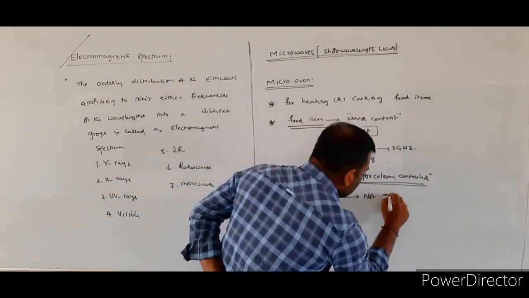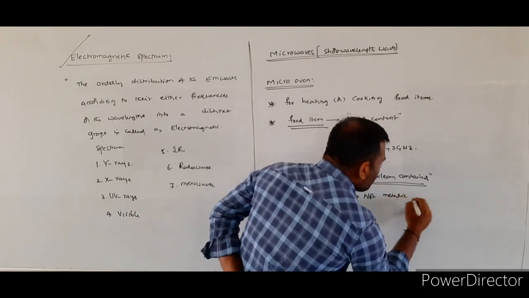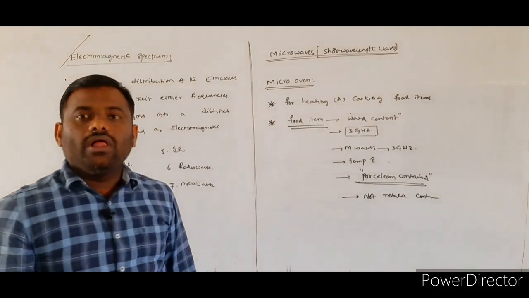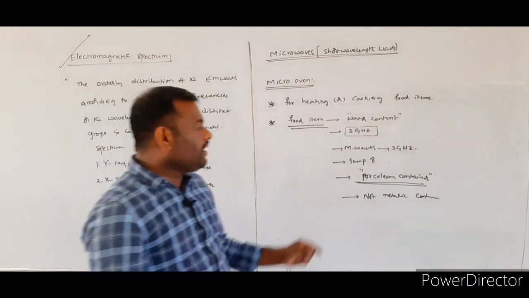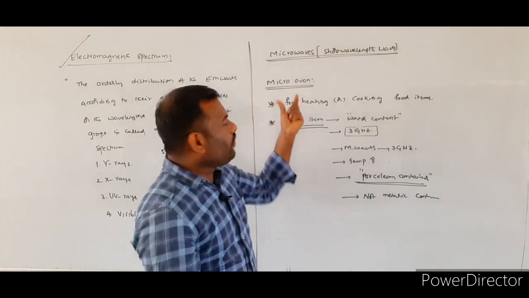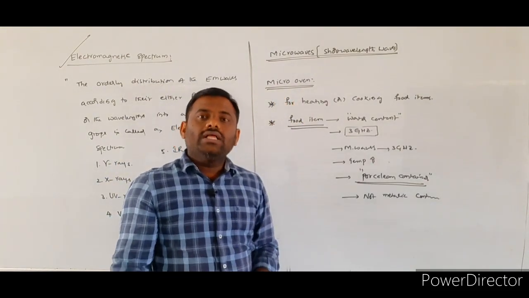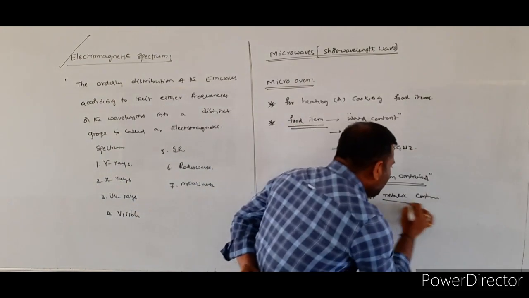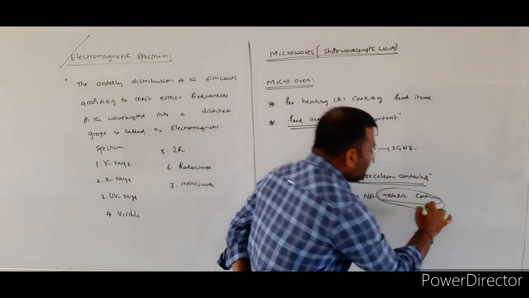Next, in the case of the microwave, we do not use metallic containers or metallic bowls. Why we do not use metallic bowls: whenever we are sending microwaves through the microwave, those microwaves will be absorbed by the metallic containers or metallic bowls.